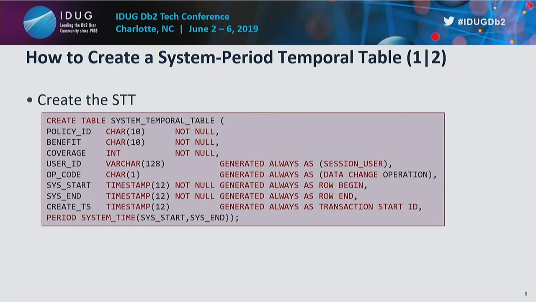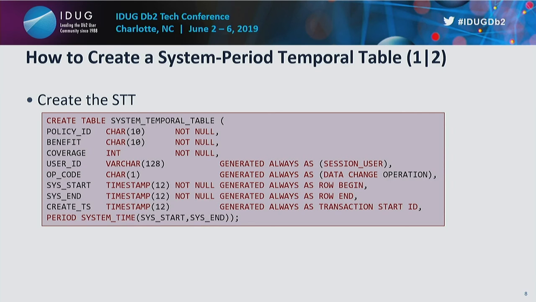So how to create a STT? Well, as I mentioned before, you have to have the 3 columns that are required: your sys start, sys end, and create timestamp. So, as a row begin, row end, and transaction start ID. This table, I'm just using a simple insurance policy as an example, where you have your policy ID, your benefit coverage, and also these 2, the user ID and opcode, I'm using to track for auditing purposes. Those are generated always as session user and generated always as data change operation.